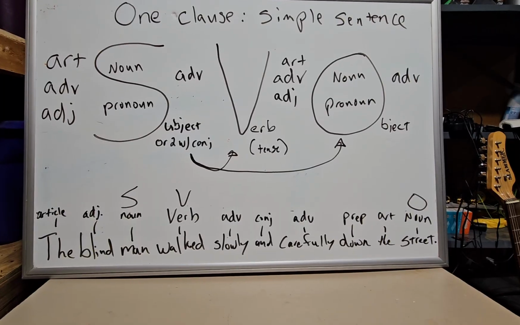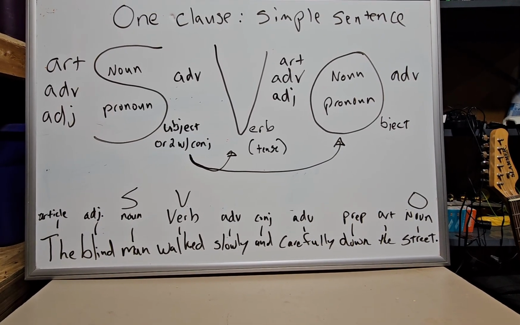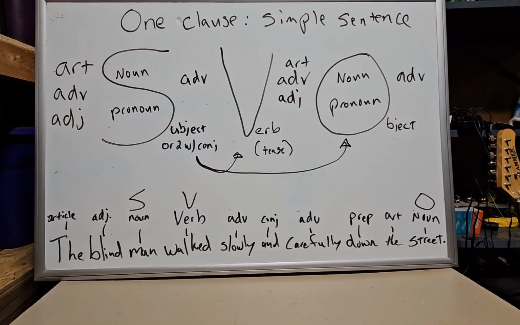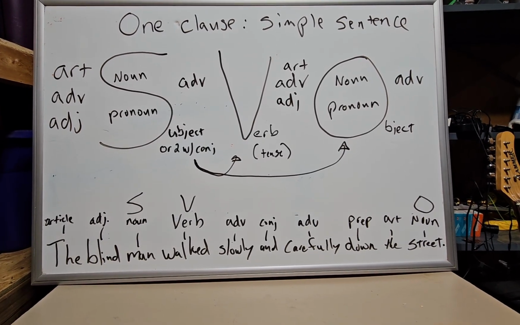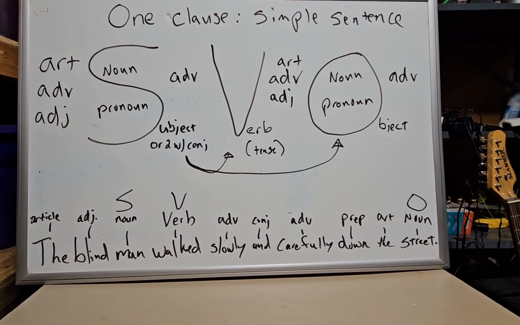Oh no, Mr. SVO. Always, always, always check your work. After the verb, we can put an article, an adverb, and an adjective.